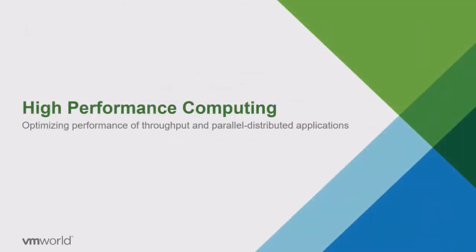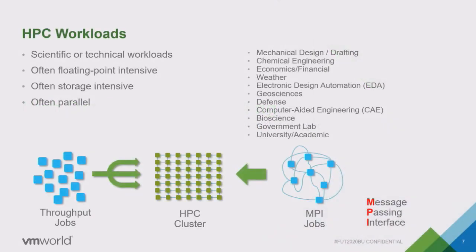Okay, so first up, let's talk about high-performance computing. So first off, what is it? High-performance computing, generally speaking, tends to be technical workloads. These are engineering, research, and scientific workloads. They're often very parallel. They're extremely compute intensive. They tend to be high scale, although not always, and they're also very data intensive.